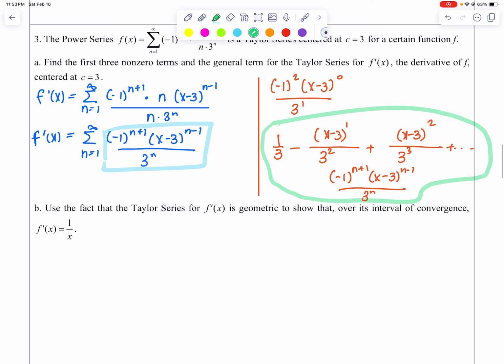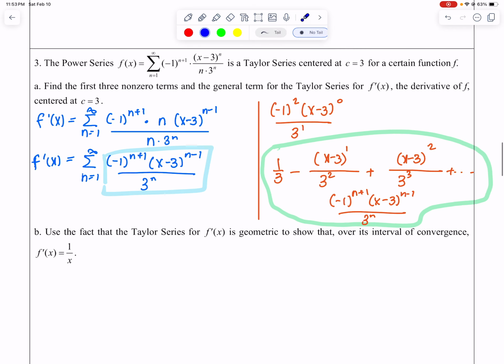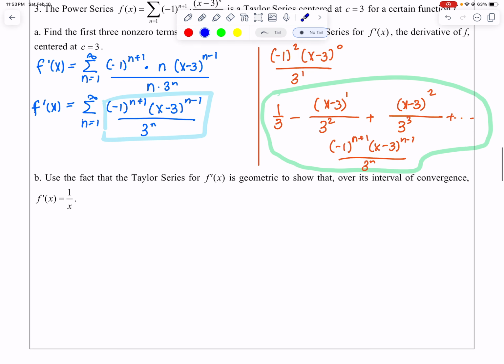All right. Now, based off of this information, Part B says, use the fact that the Taylor series for f prime of x is geometric to show that over its interval of convergence, f prime of x is equal to 1 over x. Remember that the series is going to be the sum of all the terms. So in this case, if I were to add everything up, this tells me that f prime of x is going to be equal to 1 over x. And remember that since this is geometric, the geometric sum formula is a over 1 minus r.